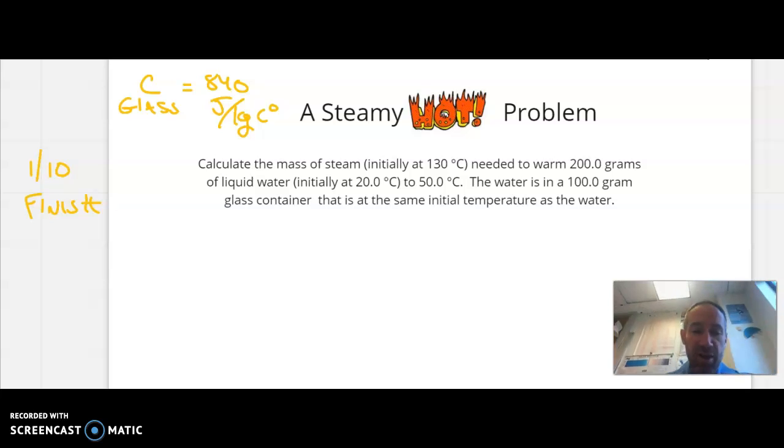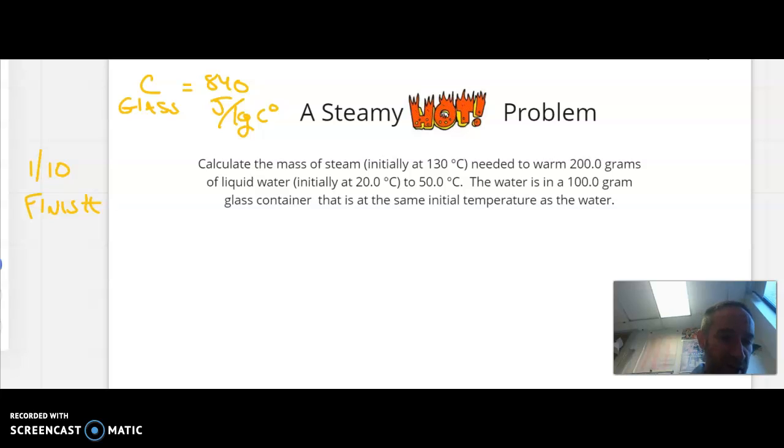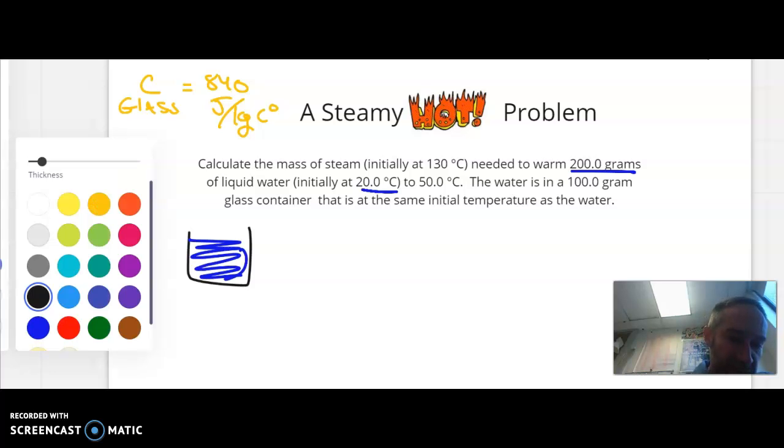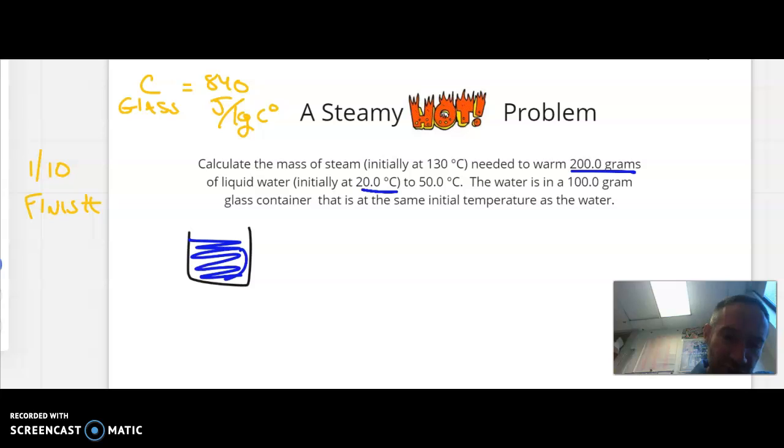So you can visualize the problem here, you're going to have a beaker of water, and there it is, and that is 200 grams of it, and it's at 20 degrees C. Now you're going to inject some steam into this. I'm going to draw that as red. Maybe you have some kind of hose that you can shoot the steam out of, and so you're going to put some steam into that.